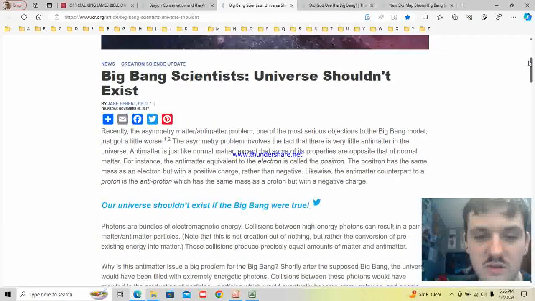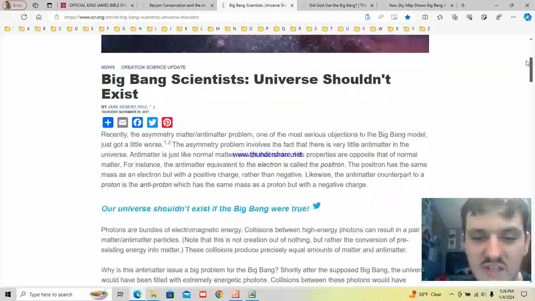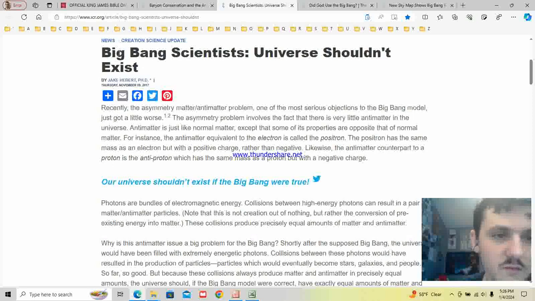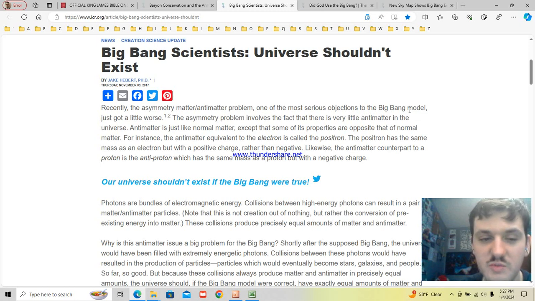Now that's cool. Let's learn more about what antimatter is, okay? And why God does not need antimatter. So for Big Bang scientists, the universe shouldn't exist. Using the asymmetry of antimatter problem, most objections to the Big Bang model get a little worse. And the asymmetry problem involves the fact that there's very little antimatter in the universe.